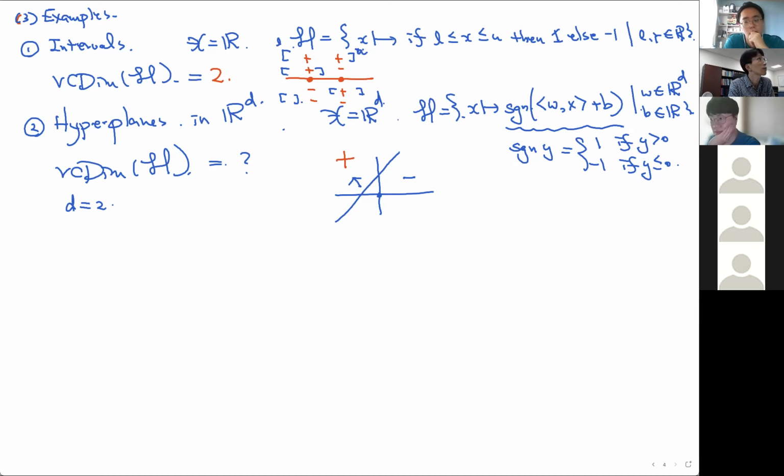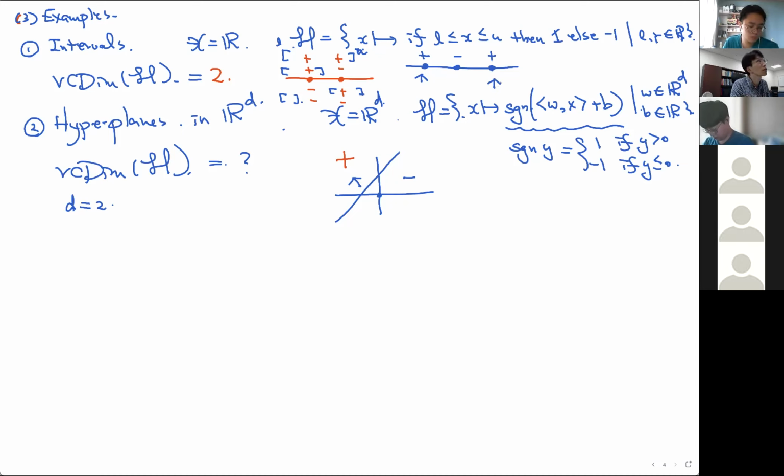But if you have 3 points, there is one labeling which we cannot shatter, which is both sides are plus and the middle point is minus. We cannot shatter because the interval should contain the first guy and the last guy. But then once you contain the first guy and the last guy, the middle guy should be there. So really the third one shows the limited expressiveness of this interval hypothesis class.